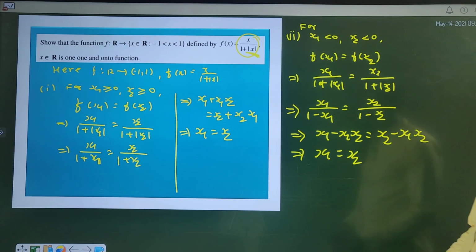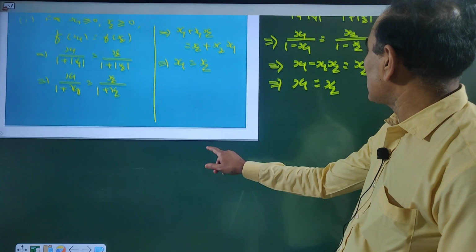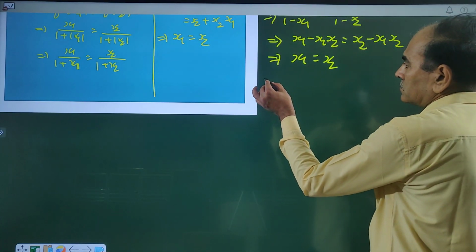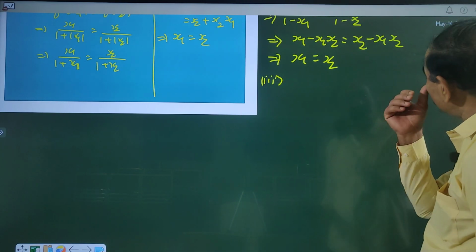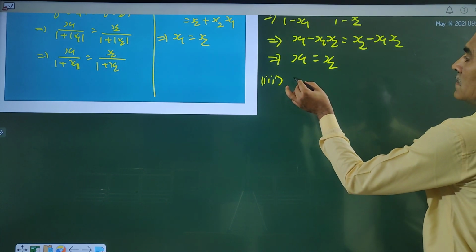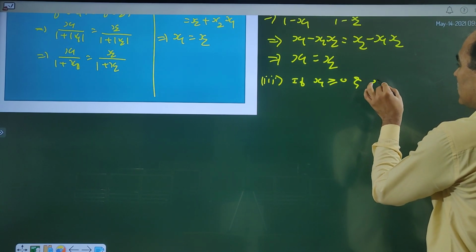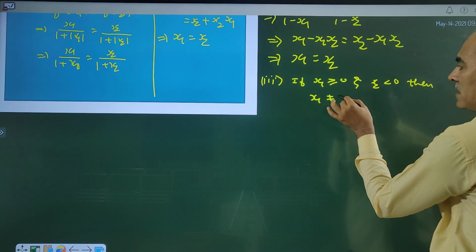Clear? Now third possibility is also there. One of them is non-negative, another one is negative. Third one, how to check it? If x1 greater than or equal to 0 and x2 less than 0, then definitely x1 not equal to x2. Yes.